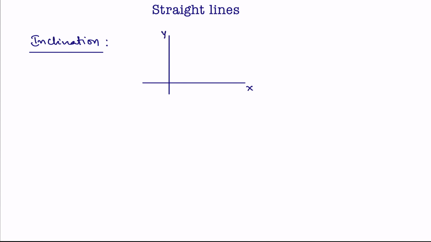Straight lines. First concept, inclination. What is inclination? Consider a coordinate axis, x-axis, y-axis. What is this? A straight line. You observe this angle. This is the angle made by this line with the x-axis in the positive direction. This is known as inclination.